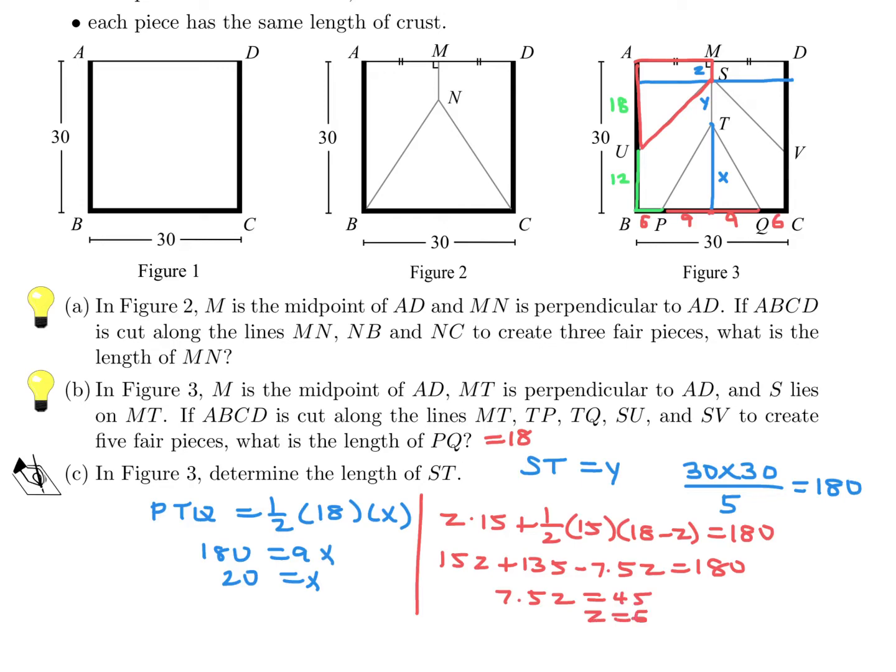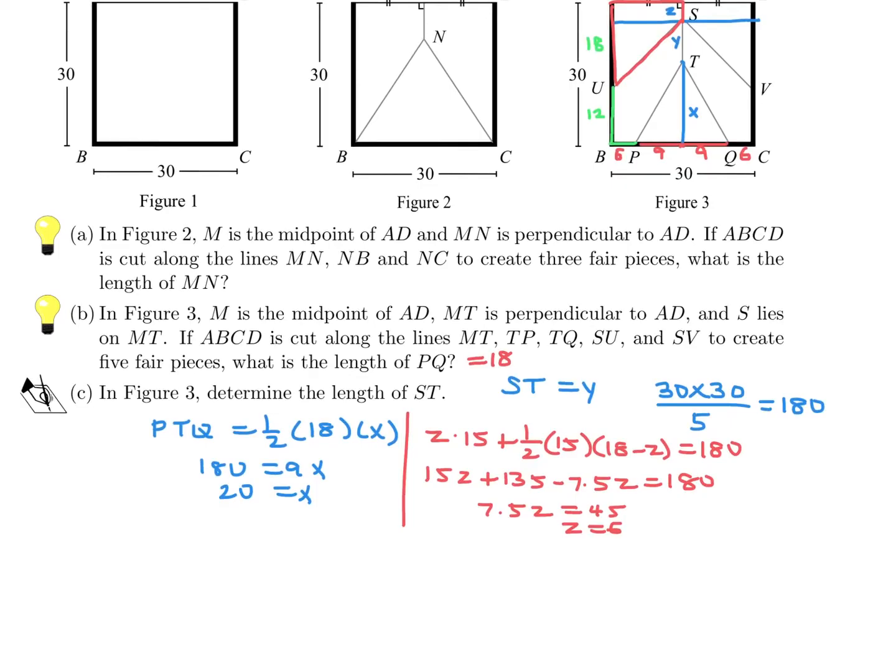Okay, so now we just have to figure out what we are trying to figure out: ST. What's ST? ST is y. ST is the entire top to bottom length minus z minus x. That would give me y, which is ST. So that's 30 minus z, which is 6, minus 20, and therefore that's 4. So 4 is the answer to this question.